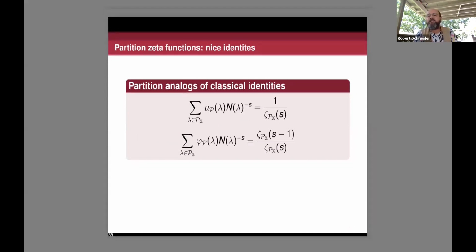There are also partition zeta function analogs of other classical identities. For instance, just trust me that these are partition theoretic analogs of the Möbius function and the Euler phi function. And we get these analogs. And notice that these are very general. These look exactly like the classical cases. The classical cases are the case where X is the subset of primes. These identities, in fact, extend over all partitions into any random subset of natural numbers, where the parts are drawn from a subset of natural numbers. This is quite interesting, to see these same identities show up in an extremely general way like this.